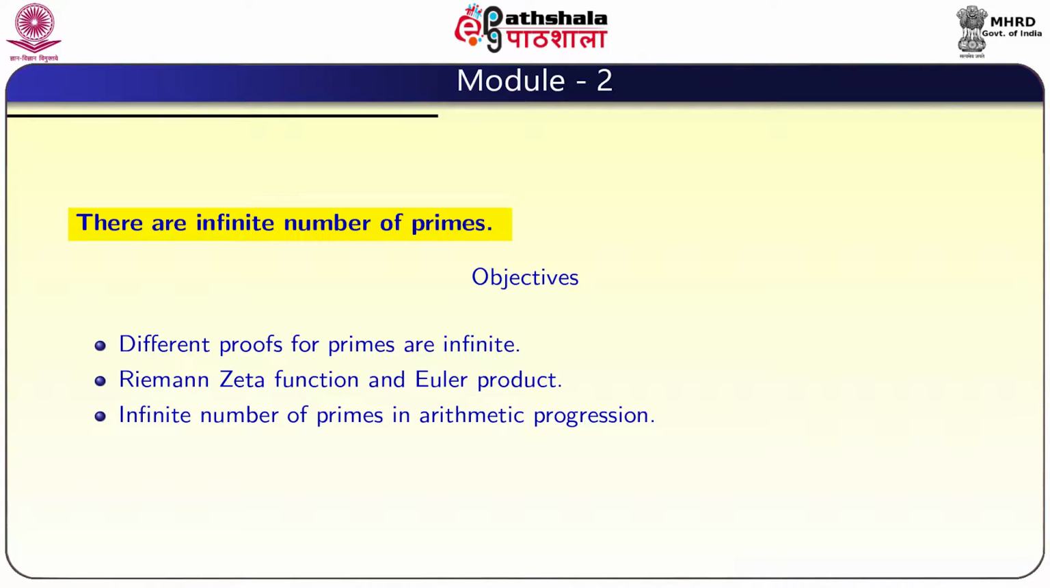Then we will introduce Euler products and the Riemann zeta function. Finally, we will look for arithmetic progressions which contain an infinite number of primes. In this module, we will see there are an infinite number of primes. Objectives of this module are different proofs that primes are infinite, the Riemann zeta function and Euler product, and infinitely many primes in arithmetic progression.